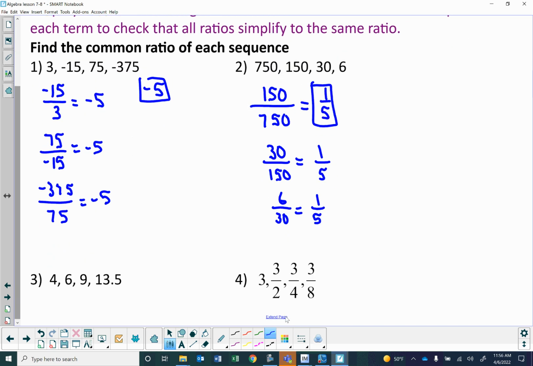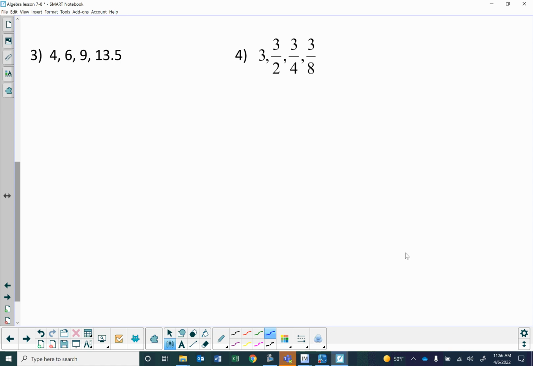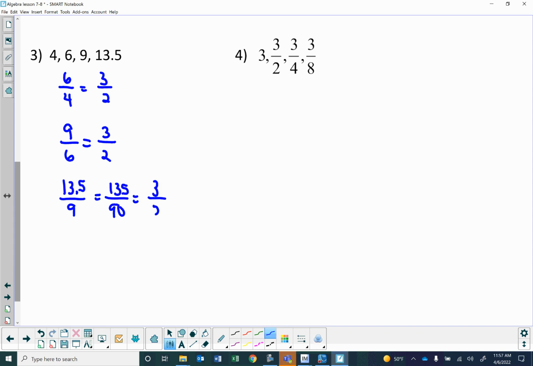Let's look at number 3 here: 4, 6, 9, 13.5. If we write second over first, that's 6 over 4, which reduces to 3/2. I'm going to leave it as 3/2 rather than 1.5, because it's just nicer that way. Then I'm going to do 9 over 6. If I reduce that, 3 goes into 9 3 times, 3 goes into 6 twice. Then 13.5 over 9, which is the same thing as 135 over 90, which reduces to 3 over 2 again. So my ratio is 3 over 2.